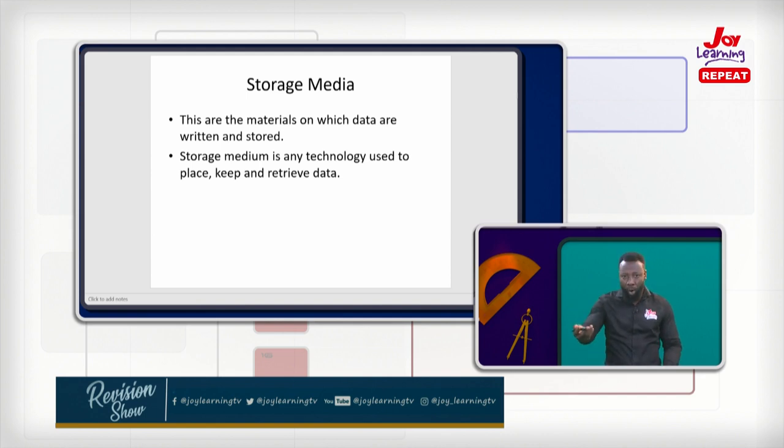But what is a storage medium? The storage medium is any technology used to place, keep, and retrieve data. So can you give me an example of a storage medium? Well, I know you made mention of the CD-ROM drive. Yes, the CD-ROM drive is an example of a storage medium. It is a device or technology that is used to put data on a CD-ROM, and also can help you read the information on the CD-ROM. So you can mention the CD-ROM drive, or you can mention the DVD drive. Any of them that you mention is accepted.